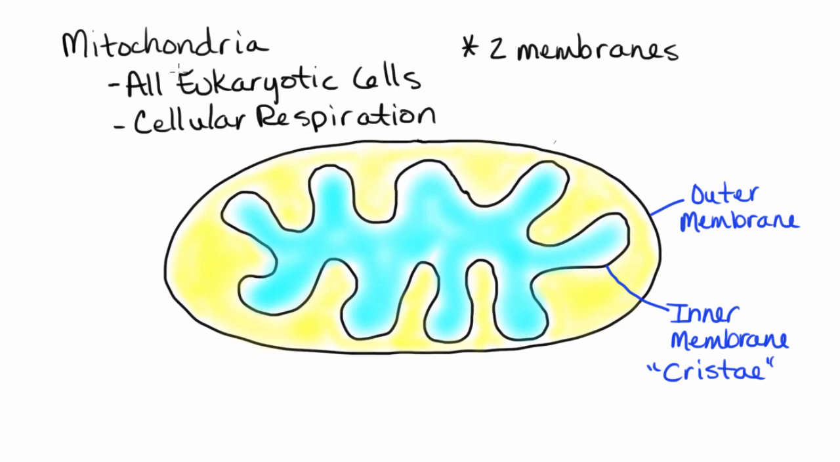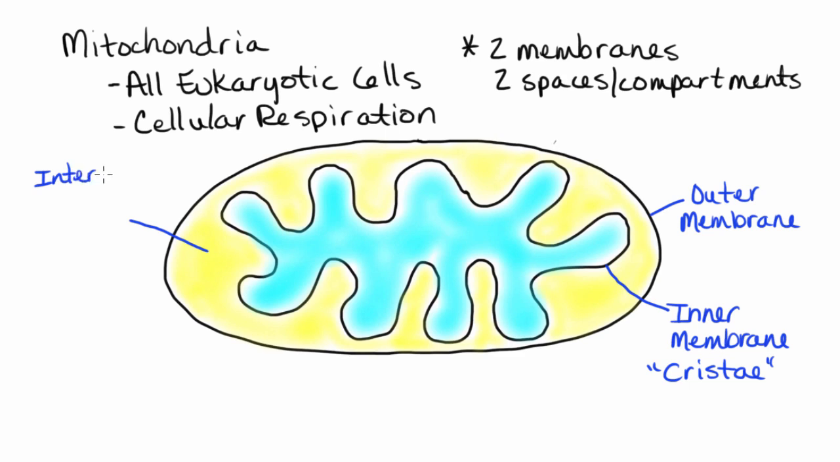Now, because we have two membranes, we're also going to have two spaces or compartments inside the mitochondria. So if we go through and we point those out, they have been labeled with different colors here to make it a little bit easier to see the different compartments. So if we point them out, this one right here, which is the space between the inner and the outer membrane, that's referred to as the intermembrane space. And then on the very inside, shaded in kind of the light blue or the aqua color, this is going to be called the matrix.